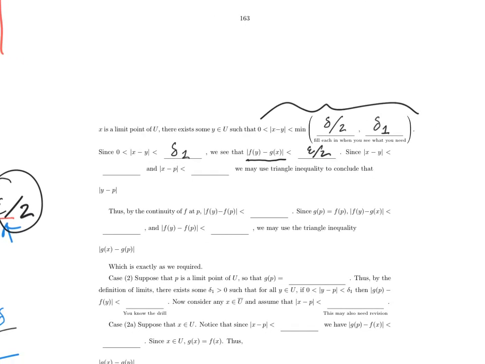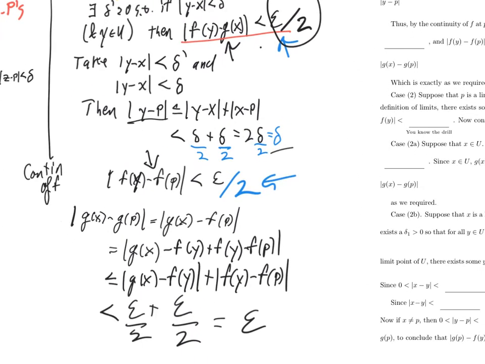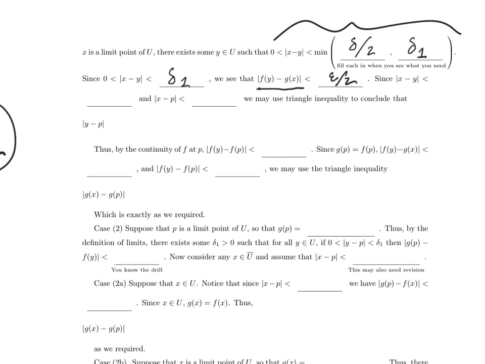Similarly, the next step over here in the notes was to analyze the difference between y and p. So let's do that. Since the absolute value of x minus y is less than delta over 2, and the absolute value of x minus p is also less than delta over 2, this is why we needed the delta over 2, right? It follows that the absolute value of y minus p is less than or equal to the absolute value of y minus x plus the absolute value of x minus p by the triangle inequality, which is less than delta over 2 plus delta over 2, which is delta.